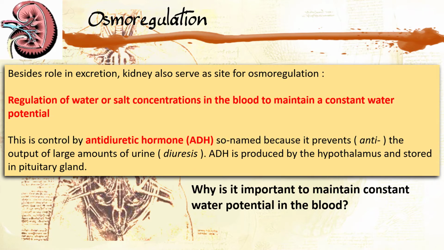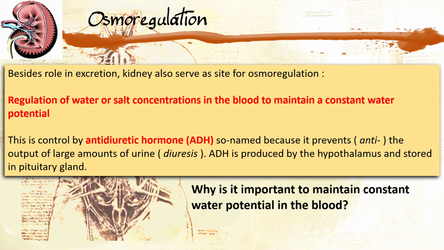Now, you might be thinking, why is it important to maintain a constant water potential in the blood? Maybe you can recall what happened when our red blood cell is placed in a solution of higher water potential or a solution of lower water potential. There will be a detrimental effect to the animal cell if the water potential in the tissue fluid or the blood plasma changes. Our cells might lose water or gain too much water, and they might burst or they might crenate.